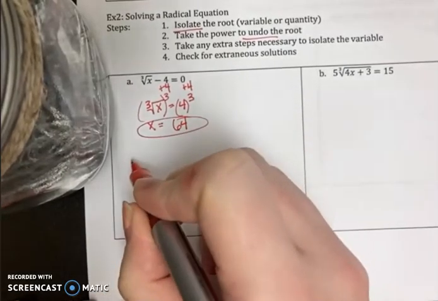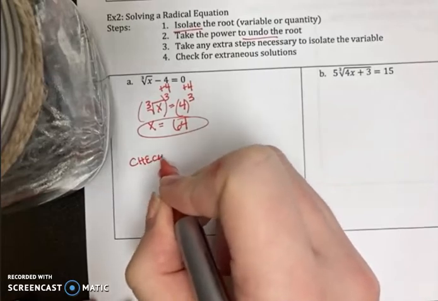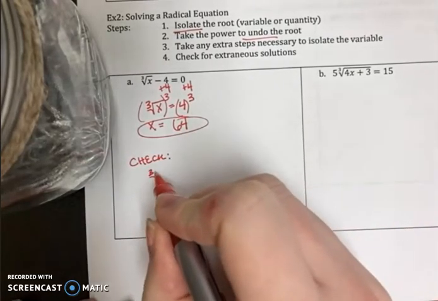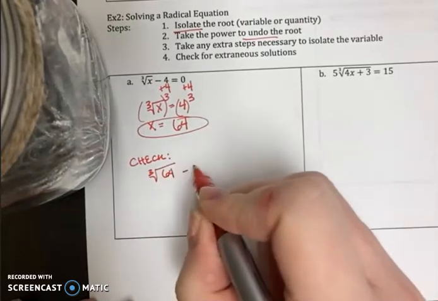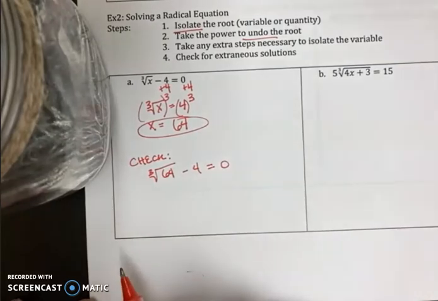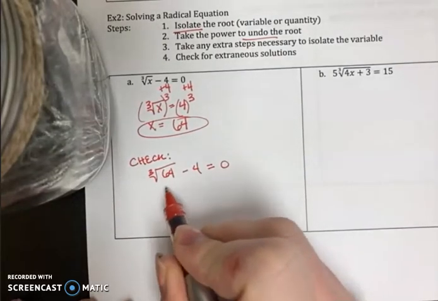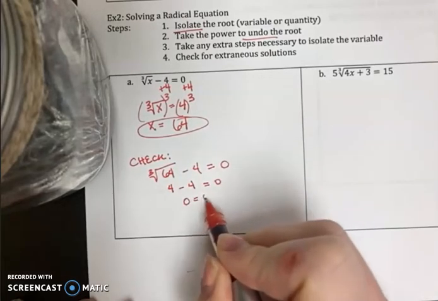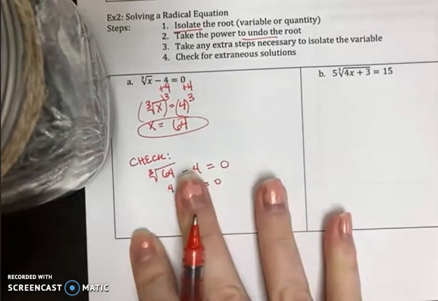We're going to go ahead and check. Make sure this really is the solution. The cube root of 64 minus 4 equals 0. 64 is a perfect cube of 4. So minus 4. That really would give us 0, so it does work.